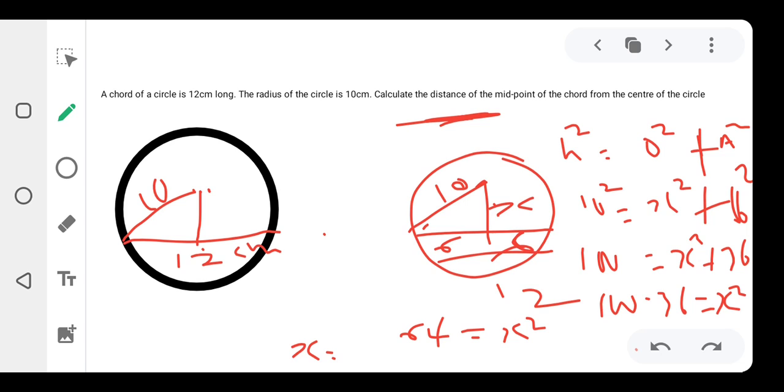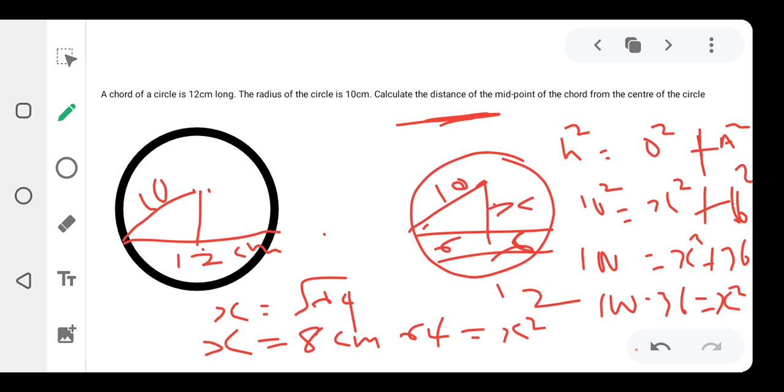This is a very tiny place. Root of 64. So your x is going to be the square root of 64. Let me just write here so you can see. x will be equal to the square root of 64. And what's going to be your x? The square root of 64 is 8. So your x is 8 centimeters. That is how to answer a question like this.